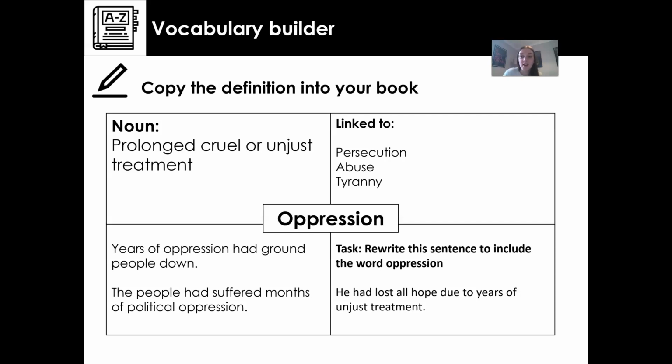Okay, can you see how that sentence doesn't include the word oppression at the moment? So you will need to rewrite it to include the word. Pause the video and do that now, please.